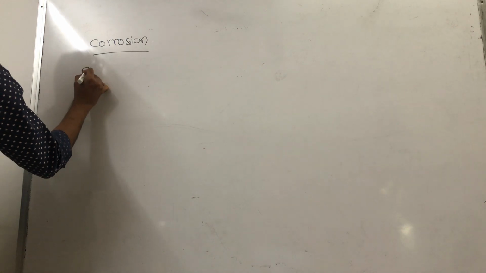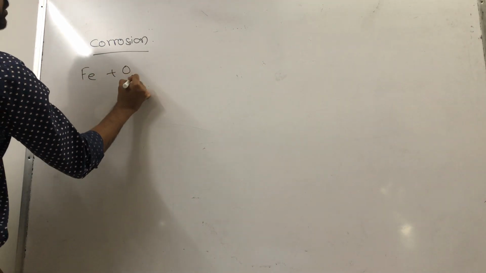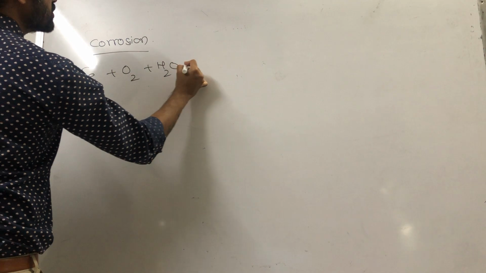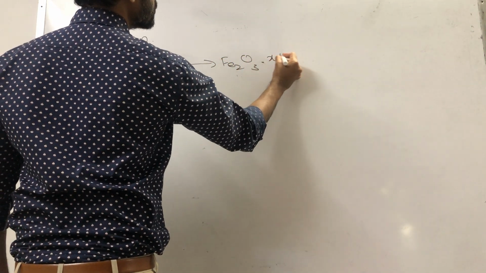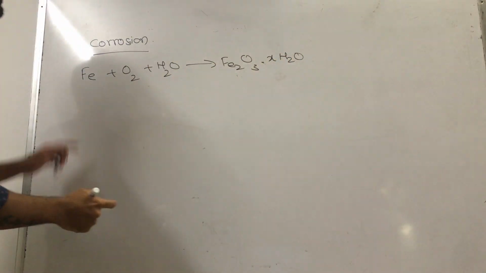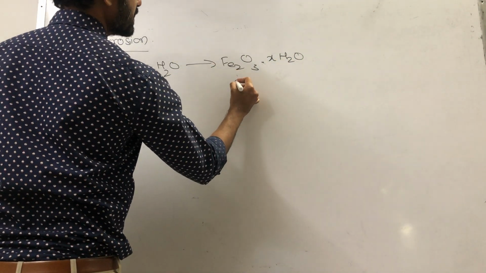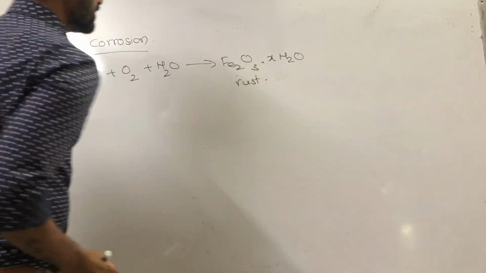They form a layer of oxide on their surface. This process, where a metal gets tarnished by reacting with oxygen of the atmosphere in presence of moisture, is called corrosion. We know iron, when it reacts with oxygen of the atmosphere in presence of moisture, forms Fe2O3.xH2O. This is corrosion. Corrosion of iron is called rusting, and this is the formula of rust.